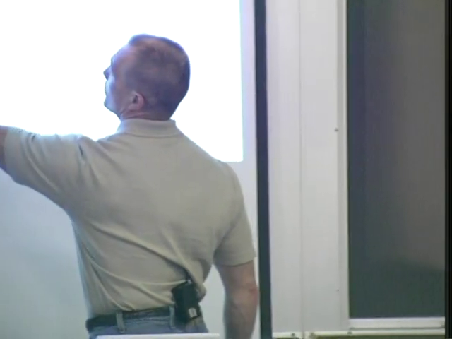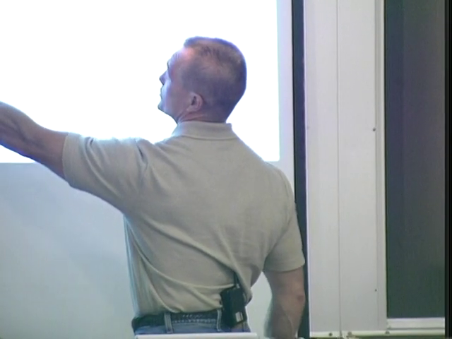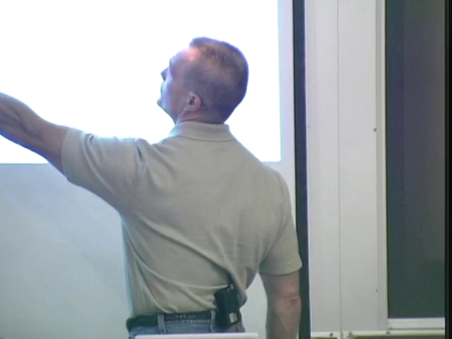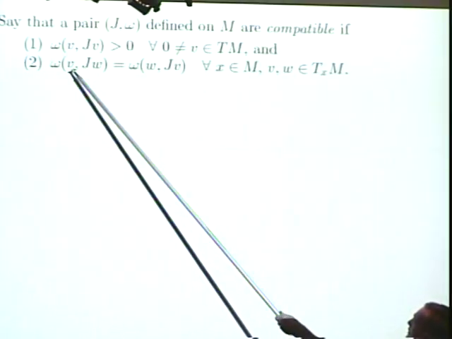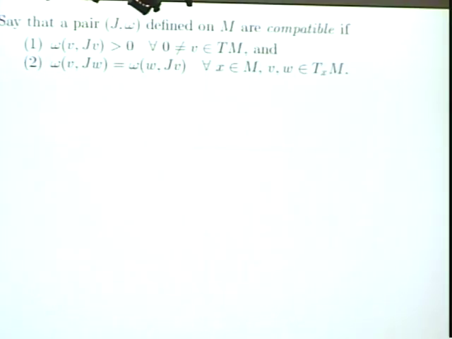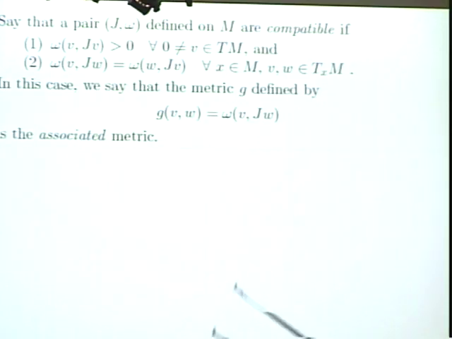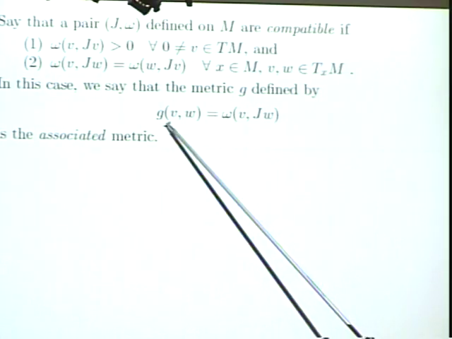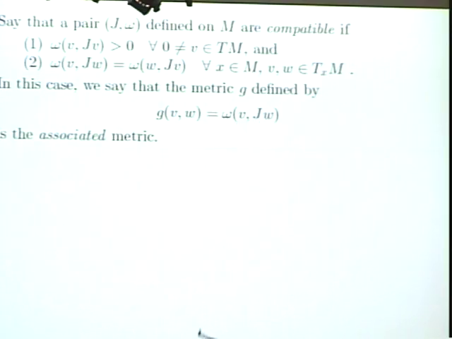if you plug in this formula that we know is going to give us g, when you work it out, this expression better be symmetric in V and W. So those are two algebraic conditions that you have to impose on a two form and an almost complex structure in order to get a metric. And in the case that those two conditions are satisfied, we say that this metric that's defined by this formula is the associated metric.